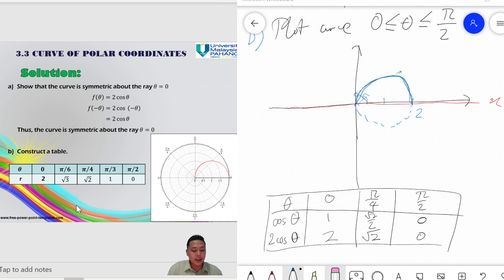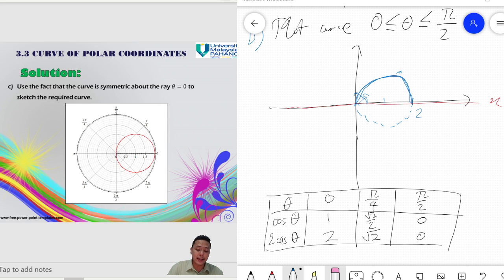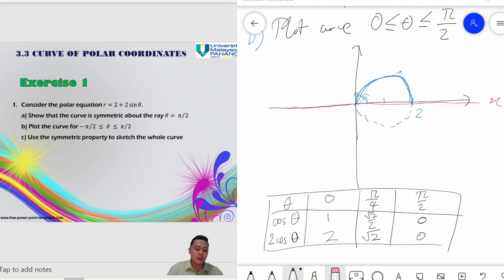For this particular case, it extends for pi over 6 and pi over 3 also. I just do 0, pi over 4, pi over 2. And if you use the symmetric line at ray theta equals to 0, or the x-axis, then you will get the whole circle there. It will be like that with the diameter 2 and the radius 1. I strongly advise you, if you need to draw the curve, you use the protractor. Okay, let's move on to the exercise.